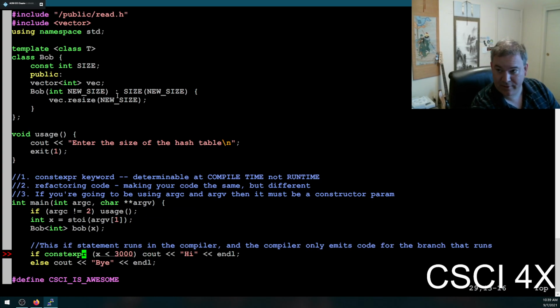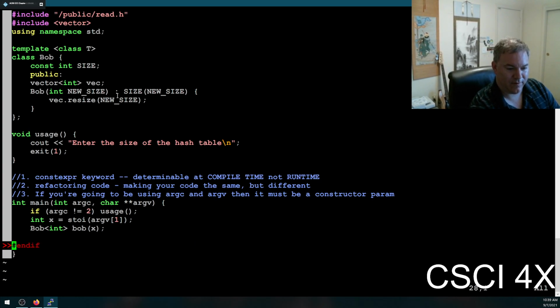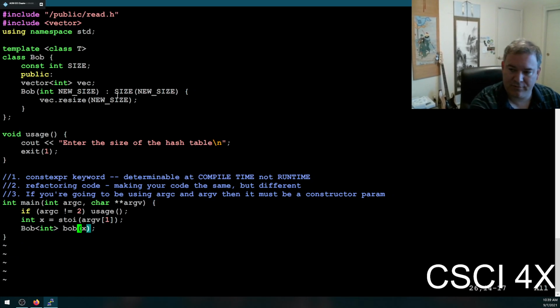Can't do if constexpr anymore because x is no longer a compile time determinable thing. Just get rid of all that, and this is probably a good starting place for you to work on your hash table if you didn't already.